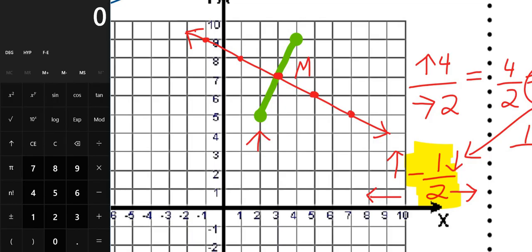And yeah, it looks like I'm crossing right between 8 and 9. So that makes sense. It would be about 8.5. Write your answer down. Let's go on to the next question.